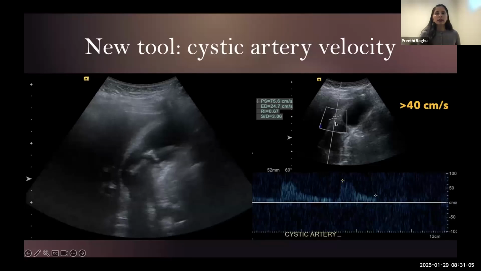And in the early literature that we have so far, it looks like a cystic artery velocity of greater than 40 centimeters per second has a 92% positive predictive value for acute cholecystitis. So this patient had a peak systolic velocity of 76. So we mentioned could be acute cholecystitis, and that was confirmed in OR.